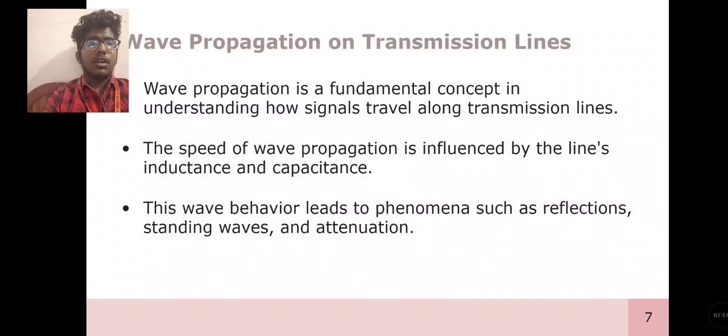Wave propagation on transmission lines. Wave propagation is a fundamental concept in understanding how signals travel along transmission lines. The speed of wave propagation is influenced by the line's inductance and capacitance. This wave behavior leads to phenomena such as reflections, standing waves, and attenuation.